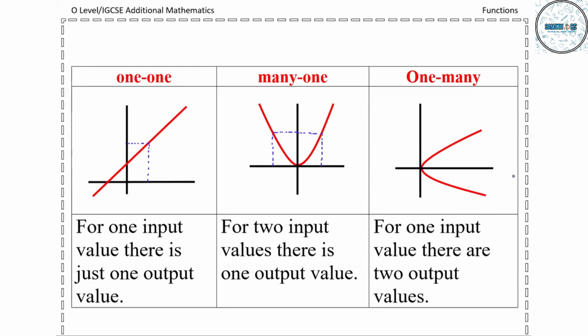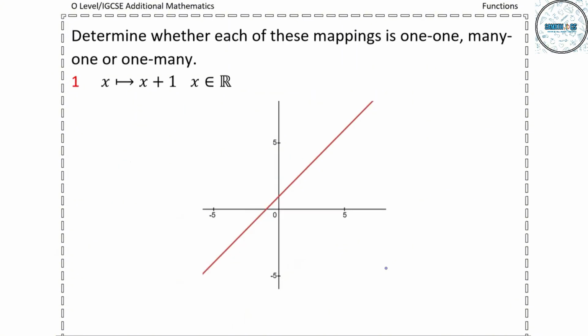So it is many-to-one. For this one, we can say that for one value of x, there are two outputs, either this or this. So we can say it is 1-to-many. Let's do some questions related to this. Determine whether each of these mappings is 1-to-1, many-to-one, or one-to-many.